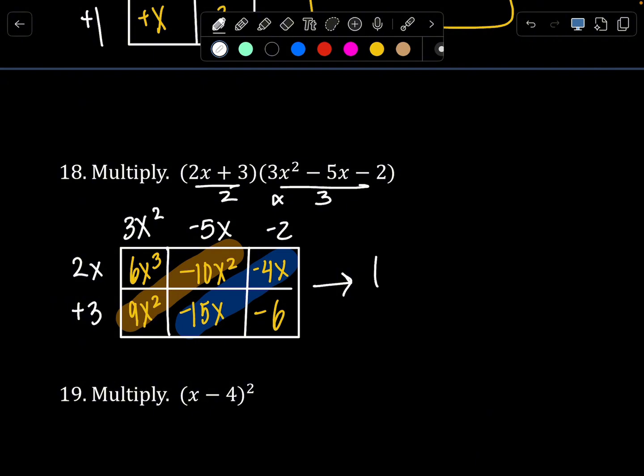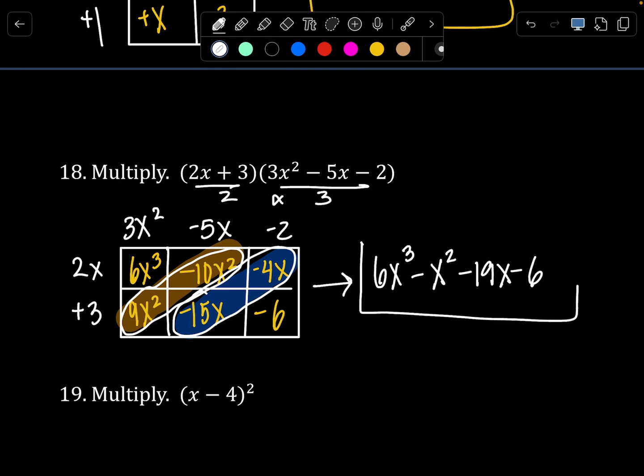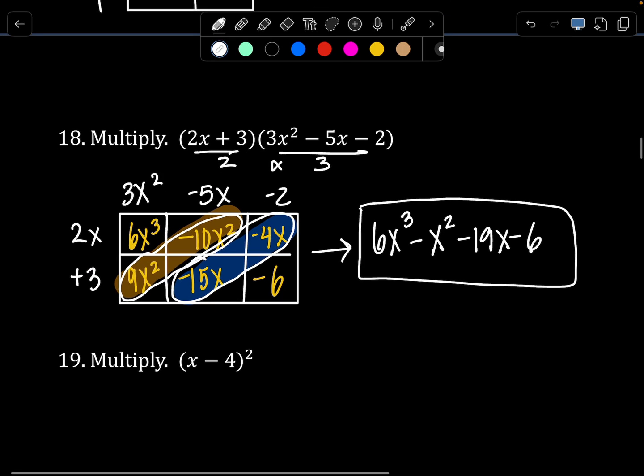So first, write down the top left number, 6x to the power 3. But then what is 9x squared minus 10x squared? You're left with negative 1x squared. What is negative 15x minus 4x? Negative 19x. And then don't forget your 1s, bottom right. Boom, that's it.